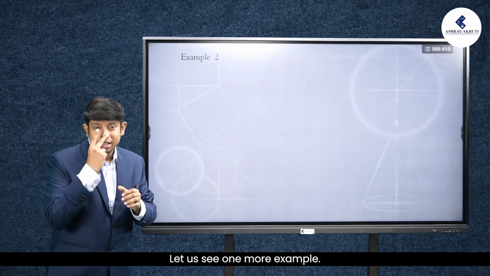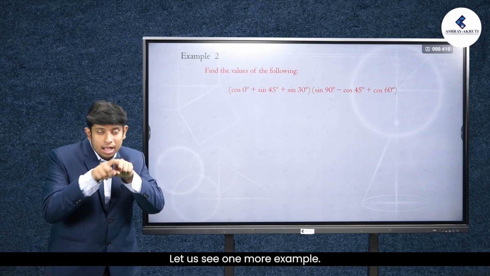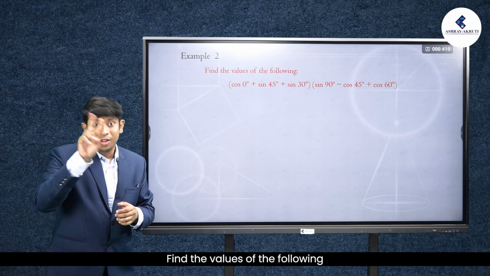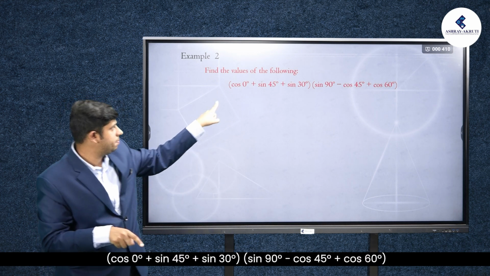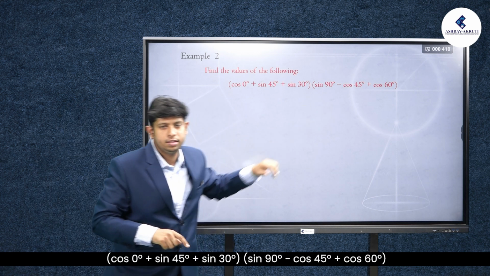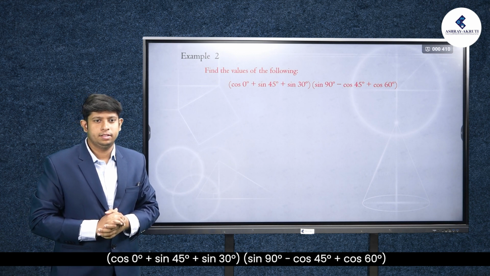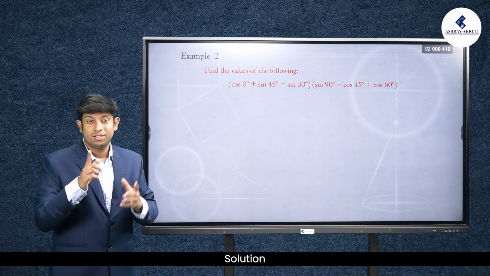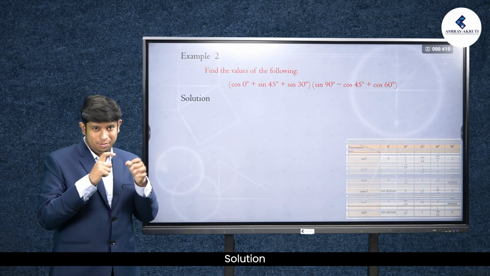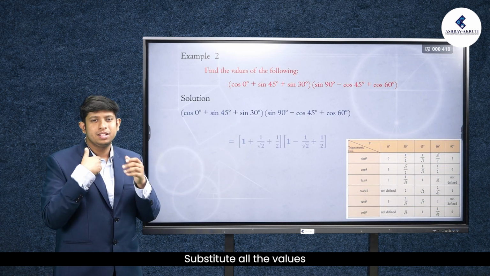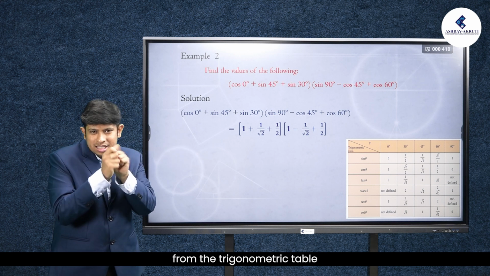Let us see one more example. Find the values of the following: cos 0 degrees plus sin 45 degrees plus sin 30 degrees into sin 90 degrees minus cos 45 degrees plus cos 60 degrees. Solution. Substitute all the values from the trigonometric table.